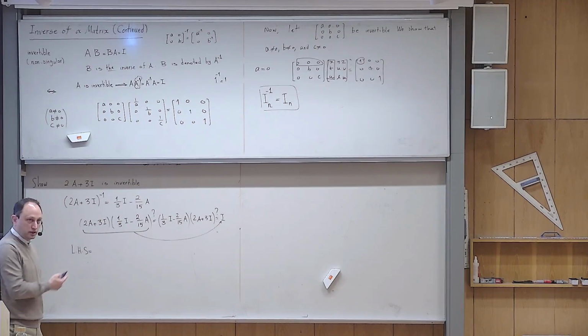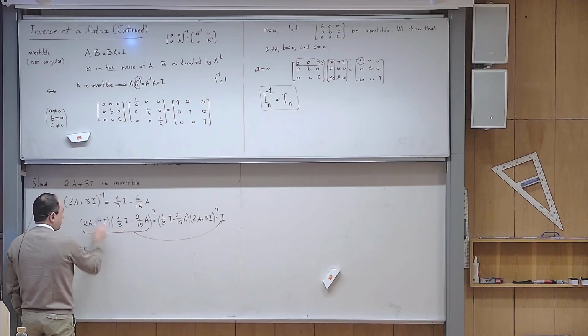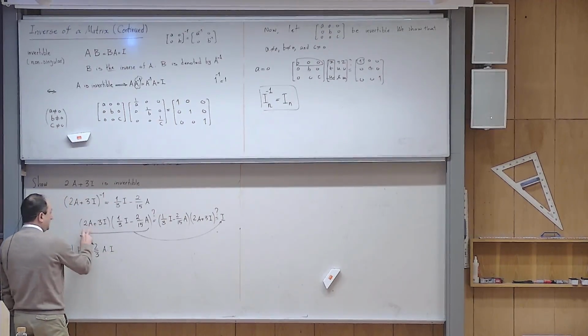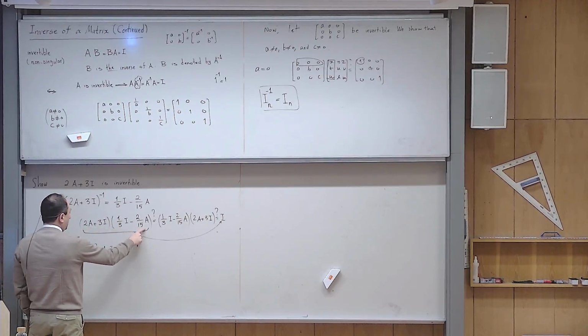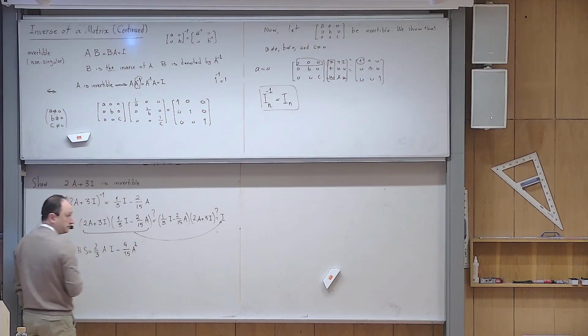Multiplication, distribution is allowed, yes? In matrix theory, we can distribute. So I take that one and multiply it here, which becomes 2/3 A times I. So if you don't mind, let me write it down. And then I will take this one and multiply it here. So the answer becomes minus 4/15 A times A, which becomes A squared.